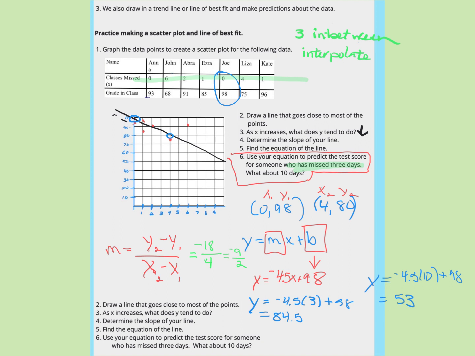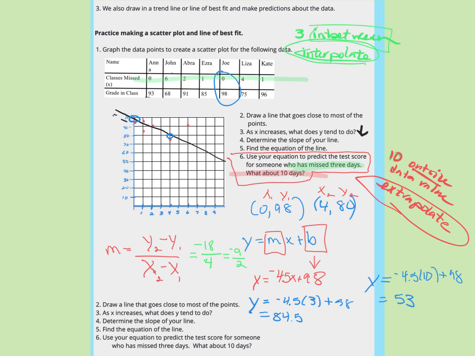When I look at something like 10 days missed, notice that my range of values from the chart was from 0 to 6, so 10 days is outside of the data values. We call that approximation extrapolation, or we're extrapolating. So extrapolate means outside of the data values, and when we interpolate, it means we're looking in between the data values. Those are two other terms we have.